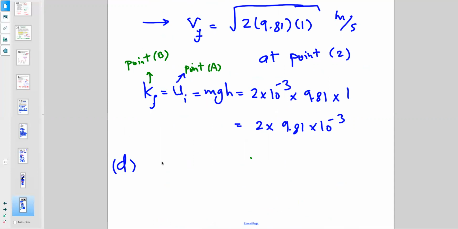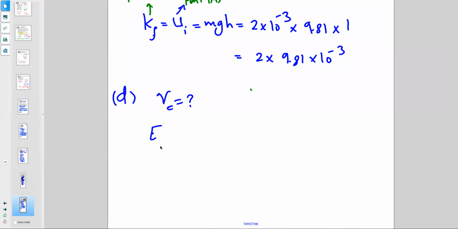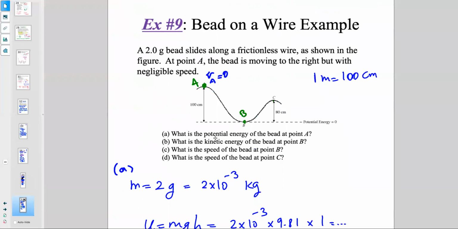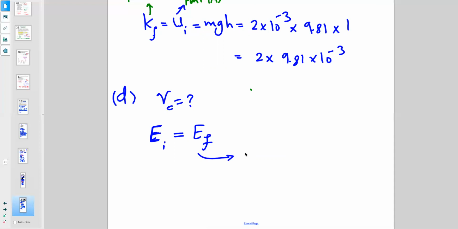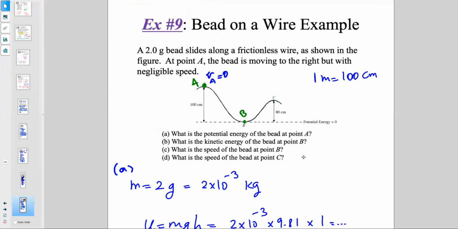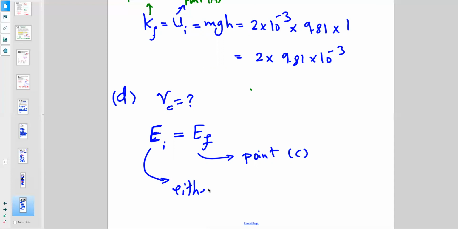So I know that still I have E initial equals E final, but which one is I, which one is F? Final is point C, I know that. What is point I, initial? Is this A or is that B? Could be either of them, it does not matter. Energy is conserved, so either point would work, point A or B.